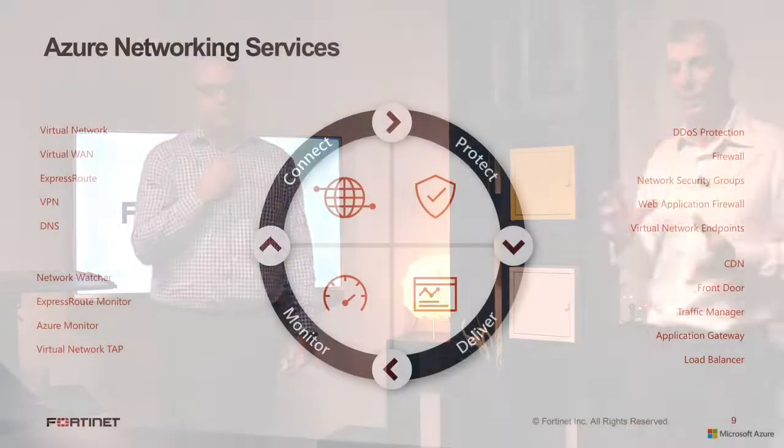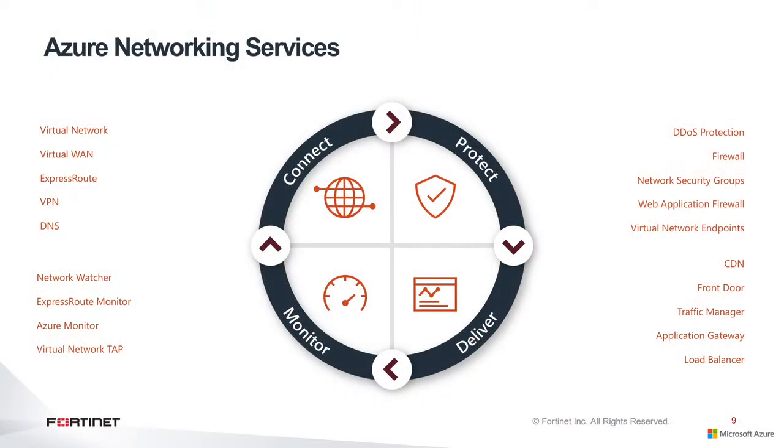So when we look at the networking services, we can see the dial here, and we have a number of different elements. When we look at it, we have the protect, the deliver, the monitor, and the connection parts of it. So if I have my on-premise environment, and I'm looking at how do I connect to that data, then I use those elements around either a direct connection through ExpressRoute, or once that's connected, then the virtual network element that sits within Azure itself.